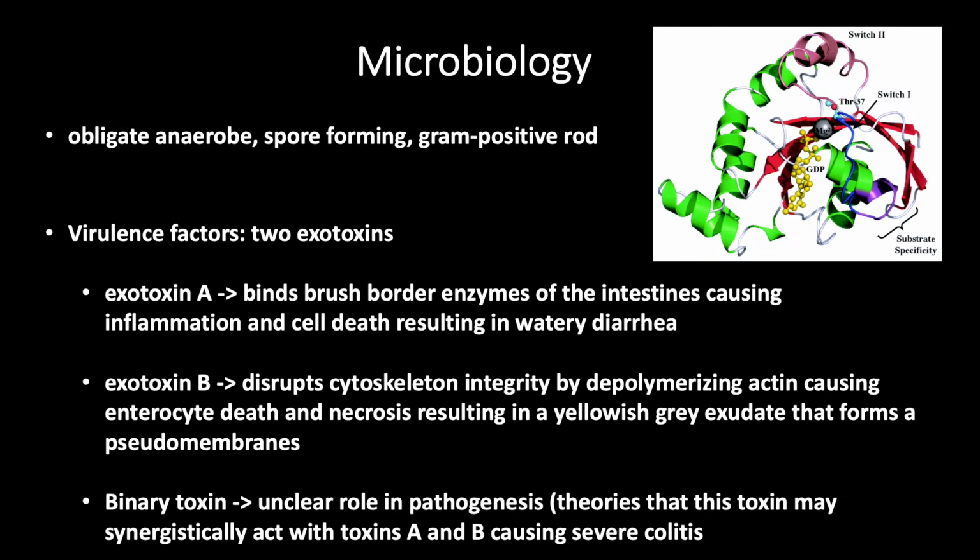Exotoxin B actually disrupts the cytoskeleton integrity, leading to enterocyte cell death, resulting in the classic pseudomembrane, which is that yellowish-gray exudate that would appear on gross examination if you were to perform a colonoscopy. The binary toxin has an unclear role, but theories believe this acts synergistically with the exotoxins, causing severe colitis.